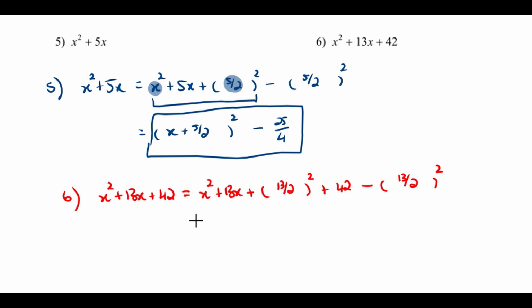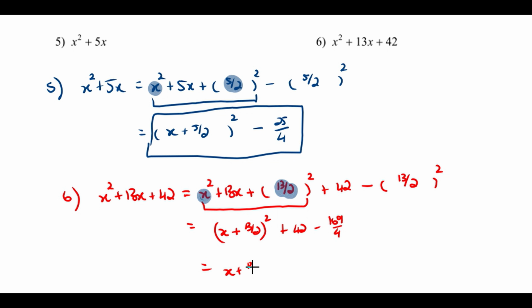Everything is a fraction. The first three terms form a perfect square trinomial. x plus 13 over 2 all squared plus 42 minus 169 over 4. That equals x plus 13 over 2 all squared minus a quarter. This is now turning point form or completing the square form.